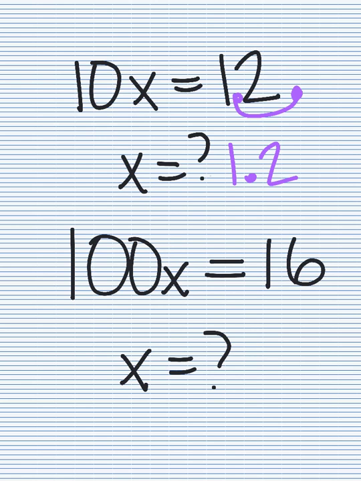Same thing would be for the next one. I could either divide both sides by 100 to get x by itself, or I know my decimals after my 6, and again, if I'm dividing by 100, I have to move it 2 spots to the left. So when I move it 2 spots, x is really equal to 16 hundredths.